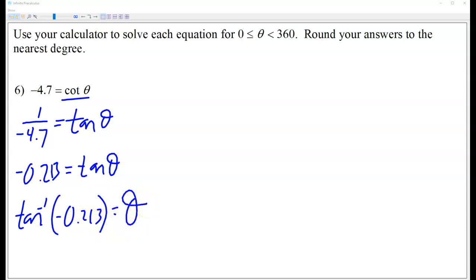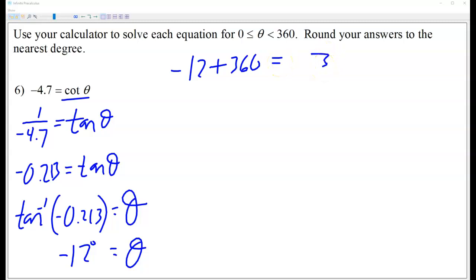So let's go ahead and punch that now into our calculator and see what we get. We get about 12 degrees for that, if we round it to the nearest degree. Oh, it should be negative, actually, my bad. So once again, we don't like negatives, so I'm going to add 360 to that. And that should give me my first answer, which is 348 degrees. So there's my first answer, 348 degrees.